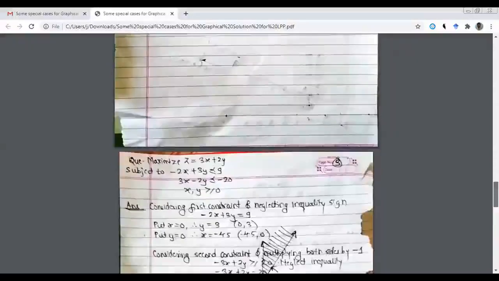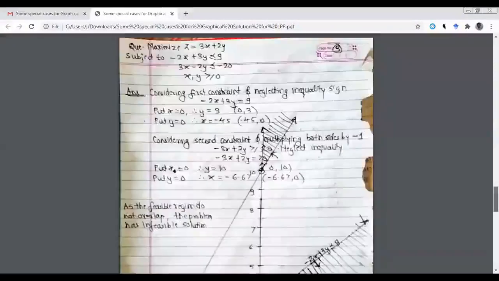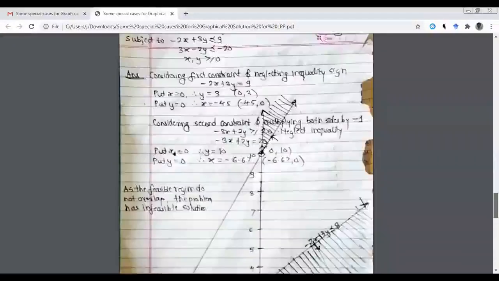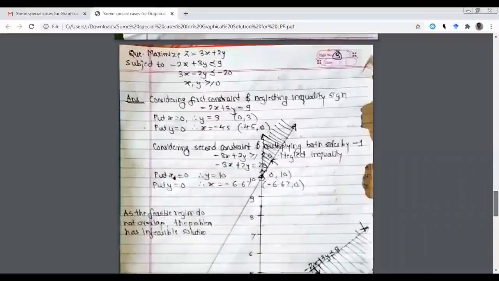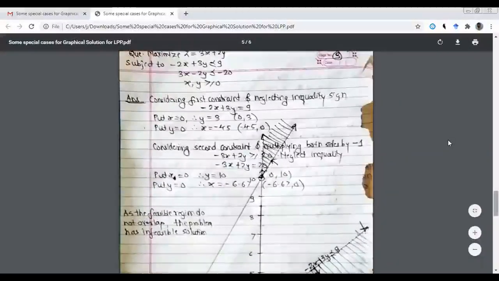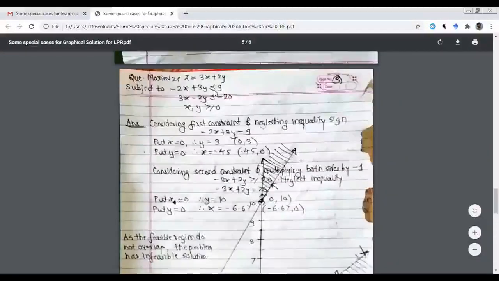Okay, so I'll be enlarging this. So we have a problem. Maximize Z is equal to 3x plus 2y, which is subjected to minus 2x plus 3y less than or equal to 9, 3x minus 2y less than or equal to minus 20, and here x and y should be greater than or equal to 0, right?